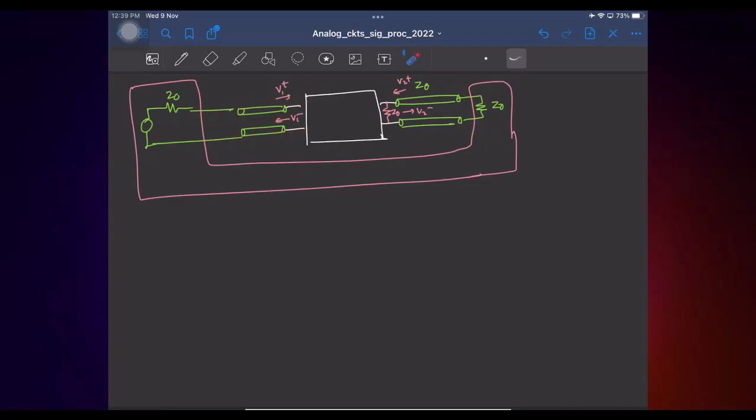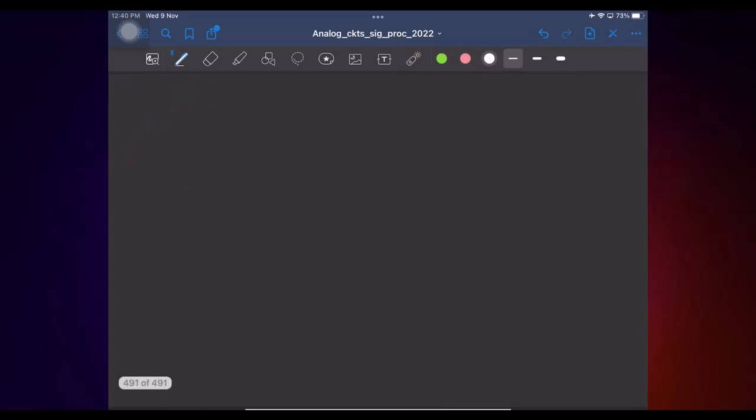Now the equipment, let's say it measures the forward voltage at this end of the line. What can I say about the forward voltage at this end? It's a delayed version. So basically what I'm trying to get at is that if you know the forward and reverse voltages, that makes things much easier, right?